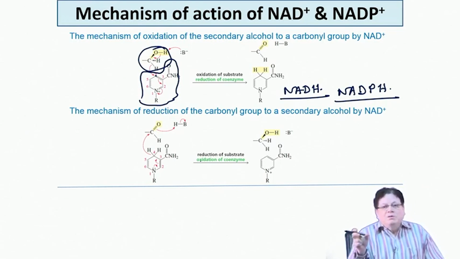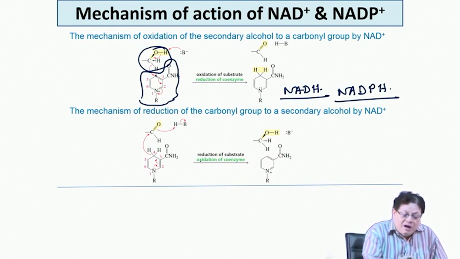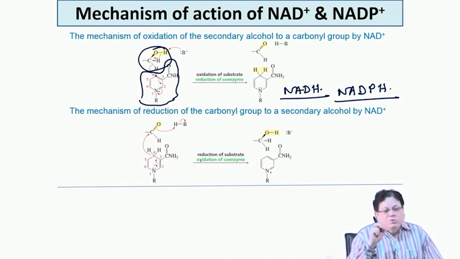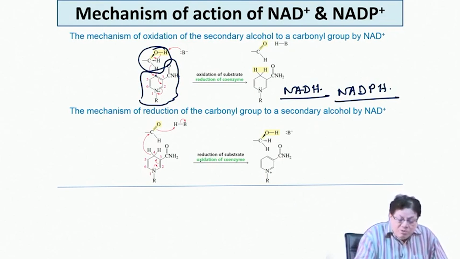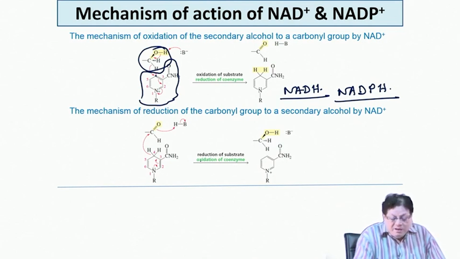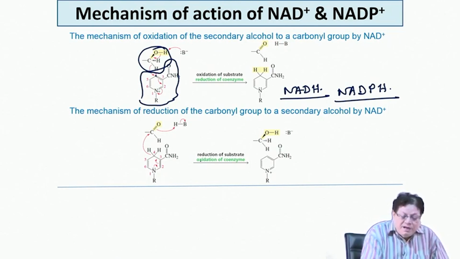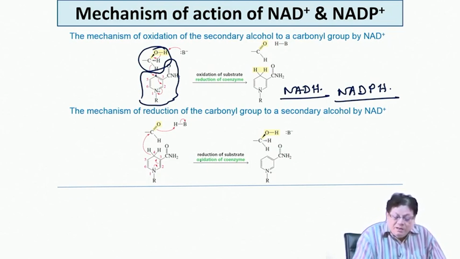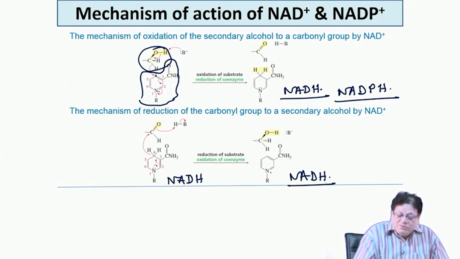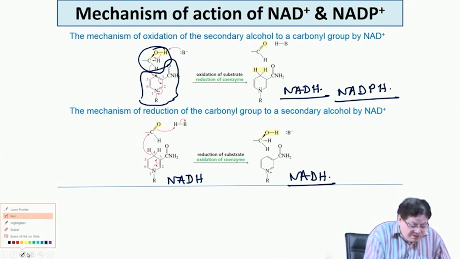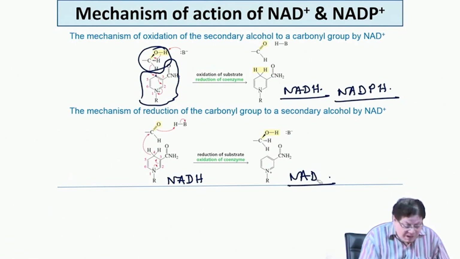So, whenever you need to oxidize, the hydride is added to NAD plus. If you want to reduce something, an aldehyde to an alcohol, that is also possible; these are reversible reactions. That is done by another enzyme: you take the NADH and transfer the hydride from the NADH to the aldehyde, resulting in the formation of the alcohol, and NADH goes to NAD plus. Sorry, this is not NADH, this is NAD plus.